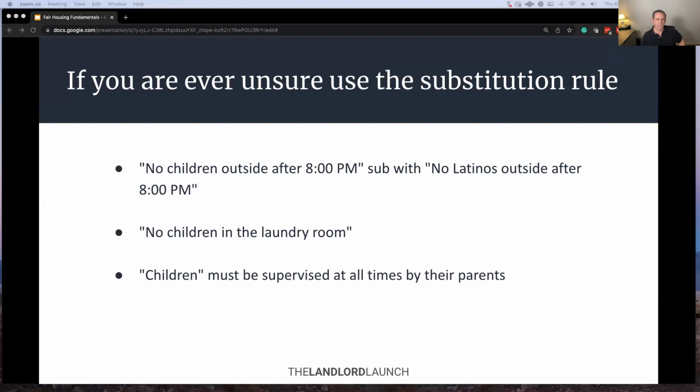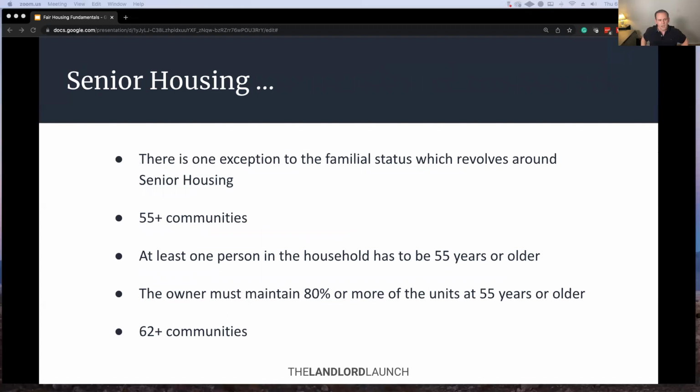Can't do it. This is a clear-cut example of discriminating against a child, which would be a violation of familial status. So be extremely careful there. Again, going back to senior housing, we did touch on this earlier, and you can make an exception if you are running senior housing. You have your 55-plus communities. At least one person in a household has to be 55 years or older. In general, the owner must maintain 80% or more of the units at 55 years or older.